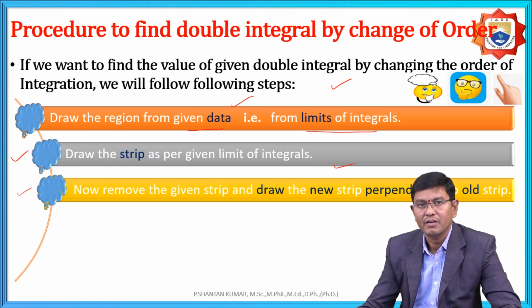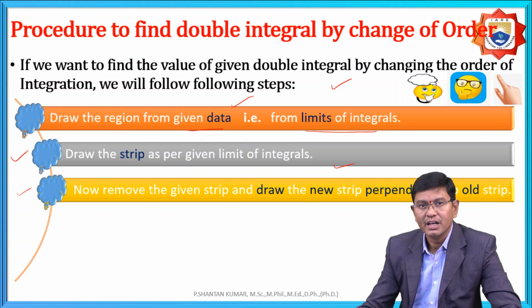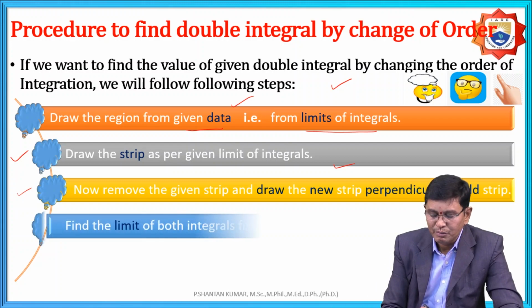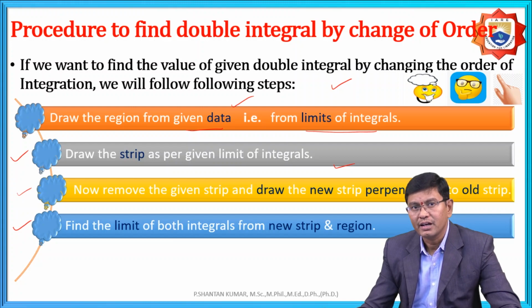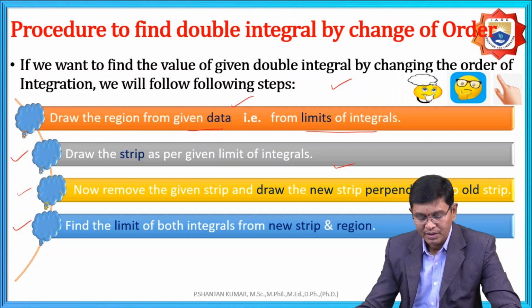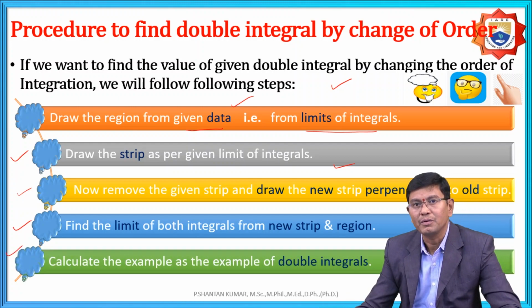That means whenever the strip is horizontal, we need to draw a perpendicular, that is vertical, and if the limits are vertical, we need to draw a horizontal one. That is the meaning of changing the order of integration, and we find the limits of both integrals in the new step. If it is given horizontal, we find the vertical, and if it is given vertical, we find the horizontal, and after that we calculate with the help of the given problem.